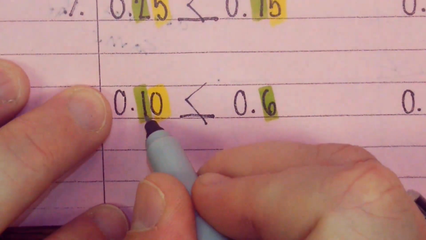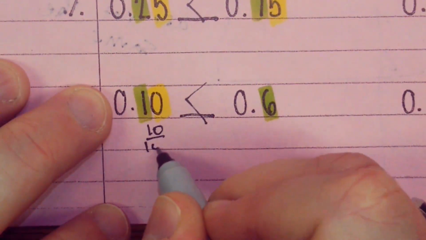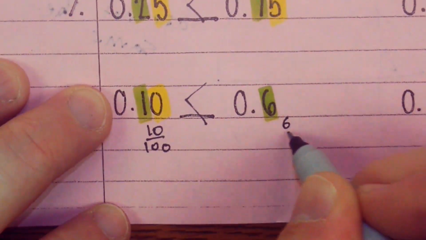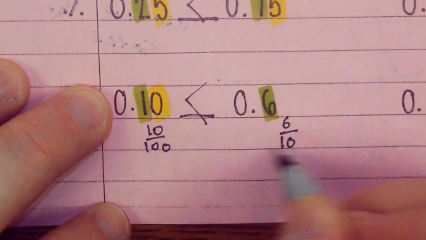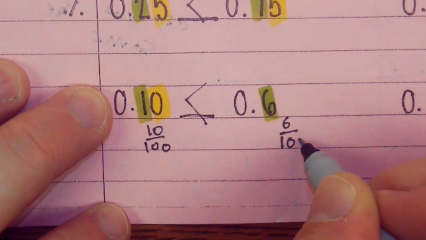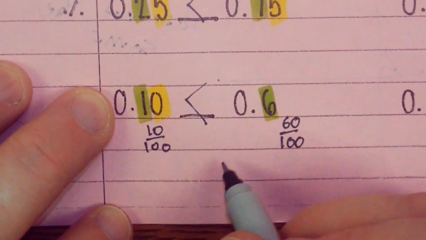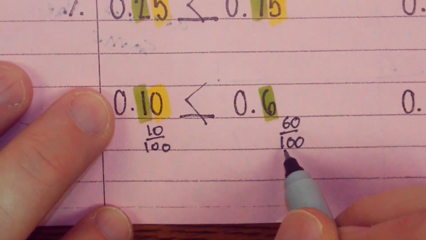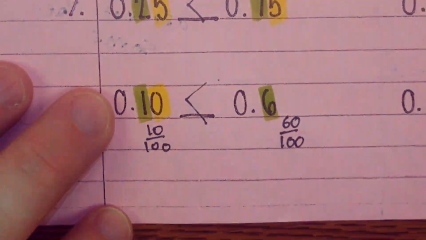Well, what is this? 10 hundredths? What is this? 6 tenths? How do I make these numbers comparable? Well, if you want to turn tenths into hundredths, you need to add a 0. Now it's obvious. 60 hundredths is more than 10 hundredths.